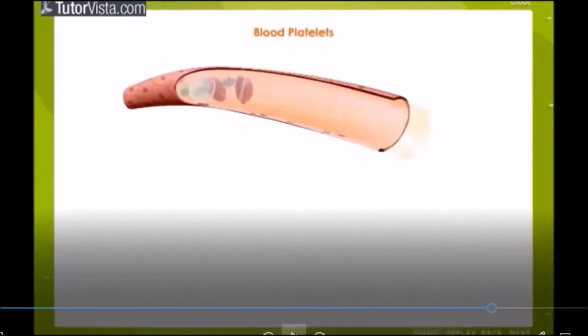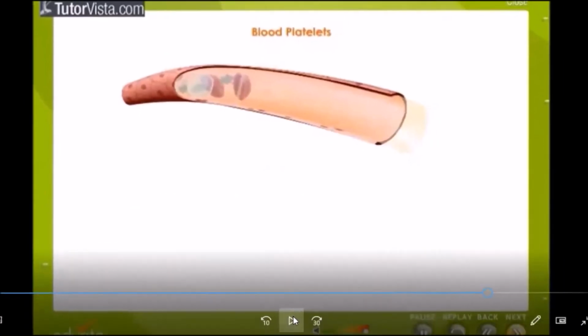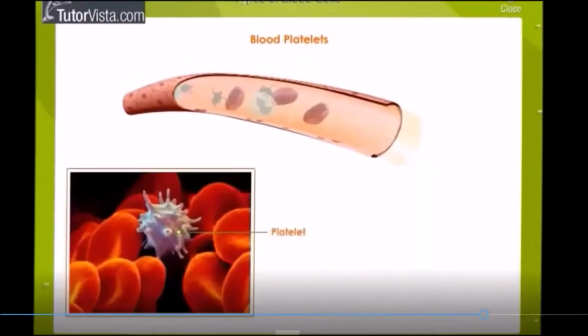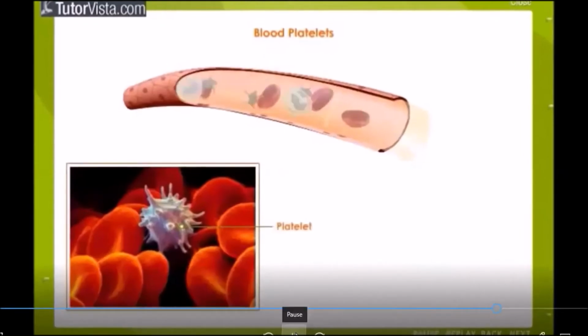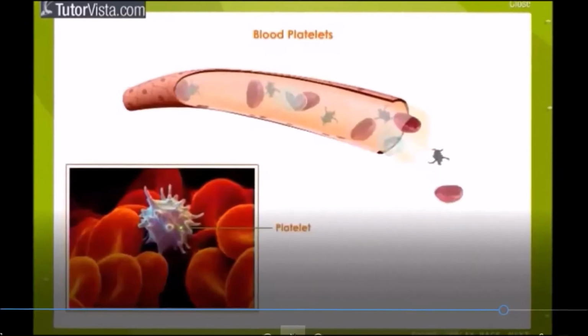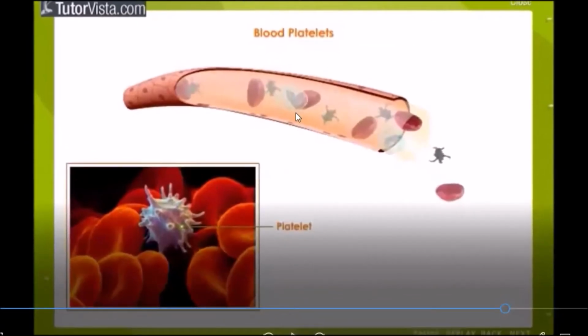The next formed element, or the cellular component of the blood, is your platelets. As I told you before, the platelet is not a complete cellular structure. It does not have a nucleus. It does not have a properly defined shape. You can see here these are the platelets, and they don't have a specific structure. They are just the fragments of a bigger cell.